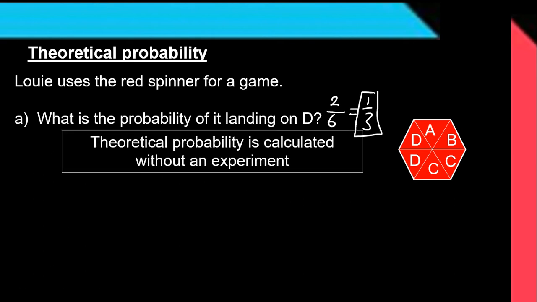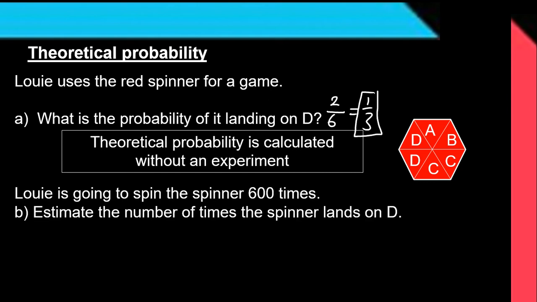We've done this without an experiment. Okay, Louis didn't spin the spinner so many times and we actually recorded how many Ds he got. We are just doing this theoretically. We are just predicting what we'd expect based on the spinner. Okay, when we do theoretical probability, I could say, okay, we expect it to be a third.